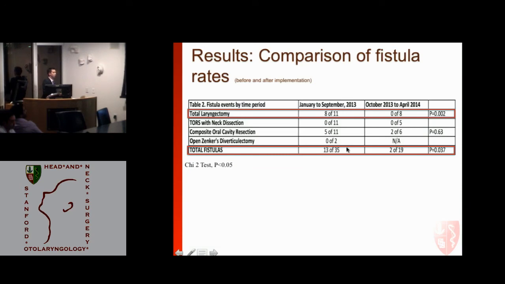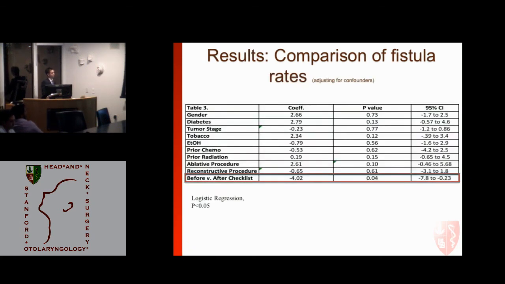So of all patients, not just laryngectomy patients, 13 of 35 patients before the checklist was implemented experienced fistulas, only 2 of 19 afterwards. This is also statistically significant. And so when you look at a multivariate regression analysis, which are the factors that were associated with reduction in fistula events, the only one that came out significant was whether they had their surgery before or after the checklist was implemented.